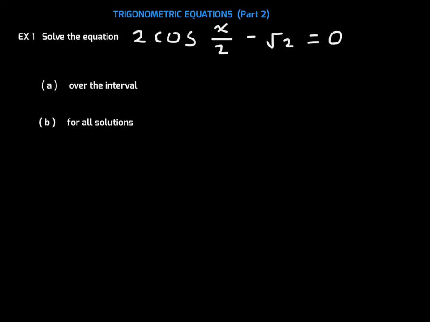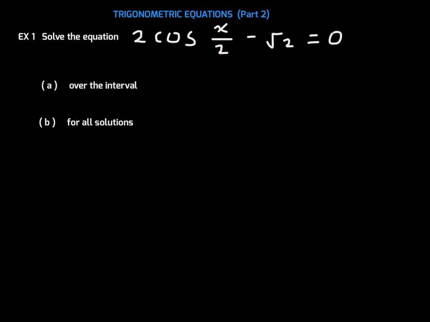Okay guys, example one, solve the equation 2 times cosine of x over 2 minus root 2 is equal to 0. See, this argument right here is what I was talking about. Here in part 2, in 6.3, in this section, all of the arguments are like half angles like this or double angles and so forth. We didn't see this kind of thing in the first part. So look out for this.